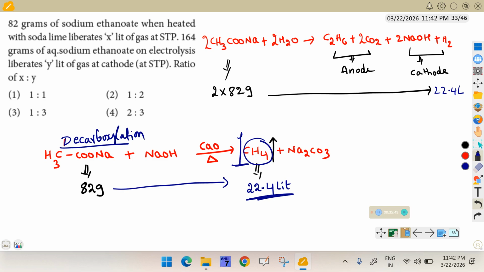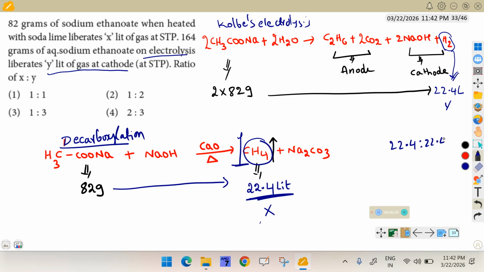Okay. 164 grams of aqueous sodium ethanate on electrolysis. Sodium salts of carboxylic acids undergo Kolbe electrolysis. It liberates Y liters of gas at the cathode. At the cathode, H2 gas is liberated. How many moles? 1 mole. 1 mole is 22.4 liters. This is X and this is Y. The ratio 22.4 to 22.4, then 1 to 1 is the correct answer.